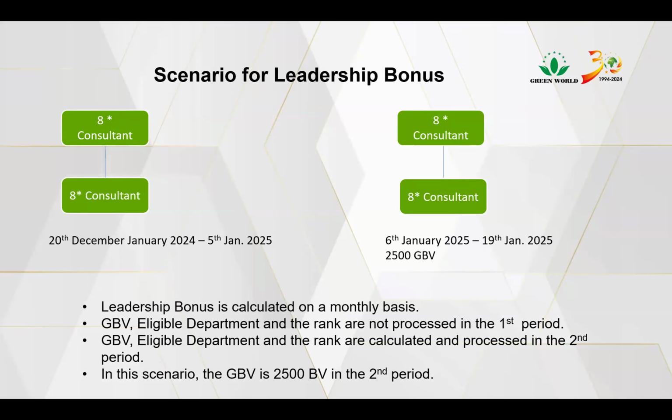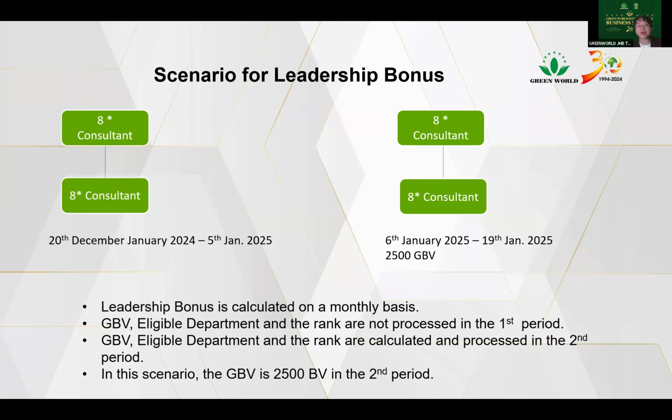Group BV, eligible department and rank are not processed in the first period at all. GBV, eligible department and rank are calculated and processed in the second period. So in this scenario, the group BV is 2,500 BV for the month, and during the second period the computer will calculate the group BV, the eligible department, the associated deduction and whatever. It only processes it at the second period. So the first period doesn't matter.